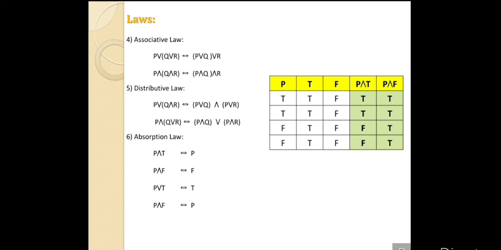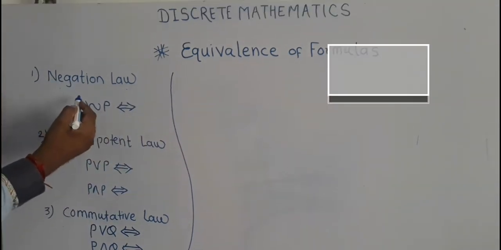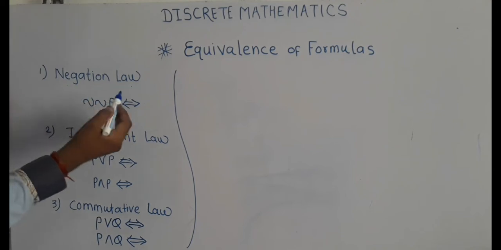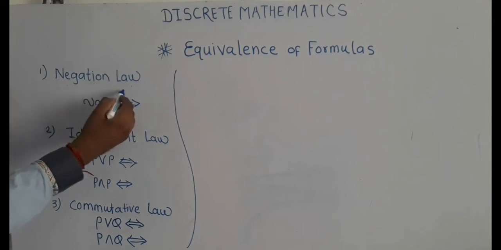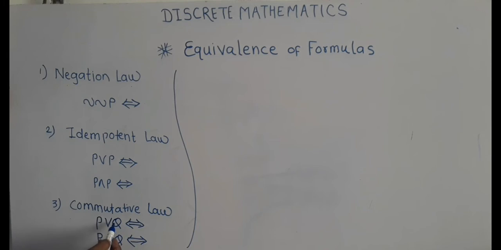Now we will see how these laws apply to the equivalence of formulas. There are six different laws. First we will see three laws with their validations. The first law is the negation law. The second is the idempotent law. And the third is the commutative law.